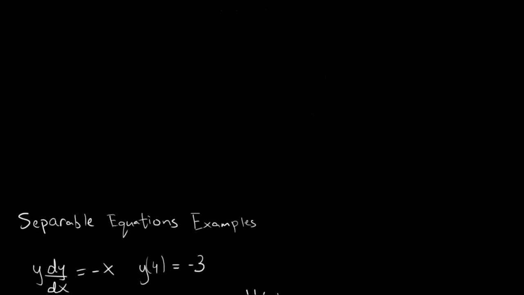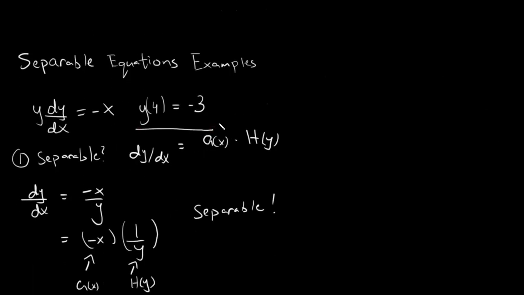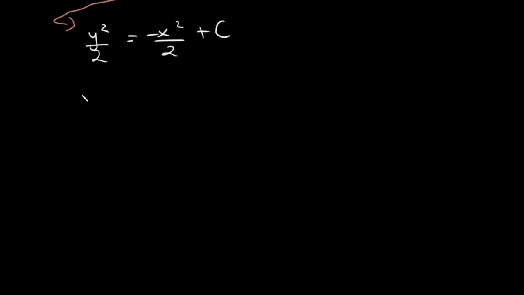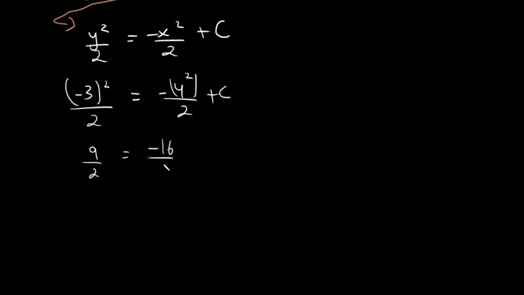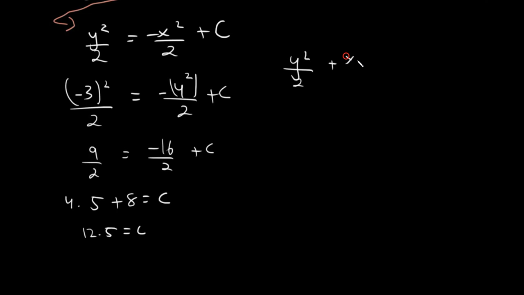That's where the actual initial condition comes into play. Over here at the top, we had y of 4 is equal to negative 3. Knowing that, we can solve for C. So y is going to be negative 3, and x is 4. We get 9 over 2 is equal to negative 16 over 2 plus C. So 9 over 2 is 4.5, plus 8 equals C. That gives us 12.5 is equal to C. So our final solution is y squared over 2 plus x squared over 2 equals 12.5. Now I can factor out a 2 and take it to the other side. So we get y squared plus x squared equals 25.